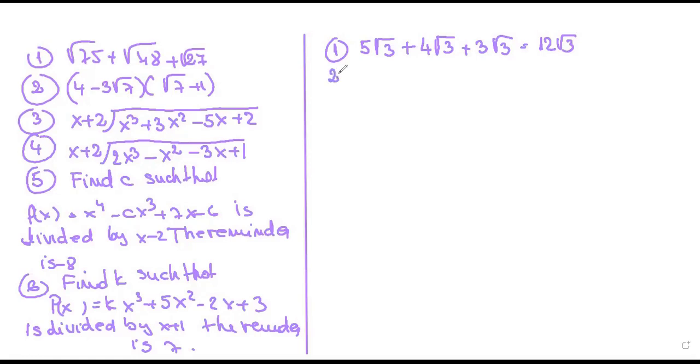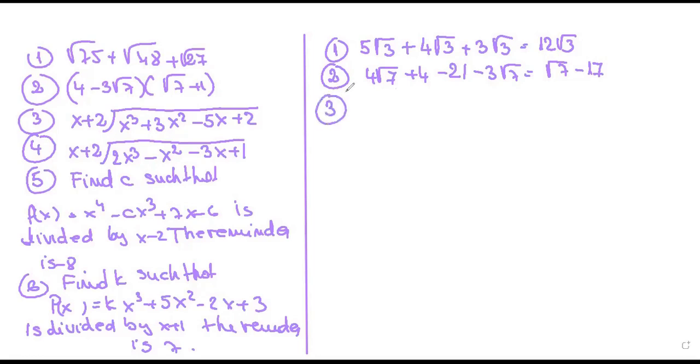2. So 4 times root 7 is 4 root 7, plus 4, minus 21, minus 3 root 7. Good. Which becomes root 7 minus 17. Very good.